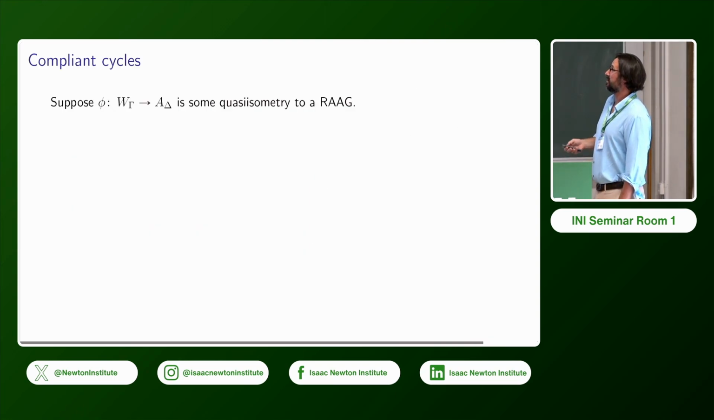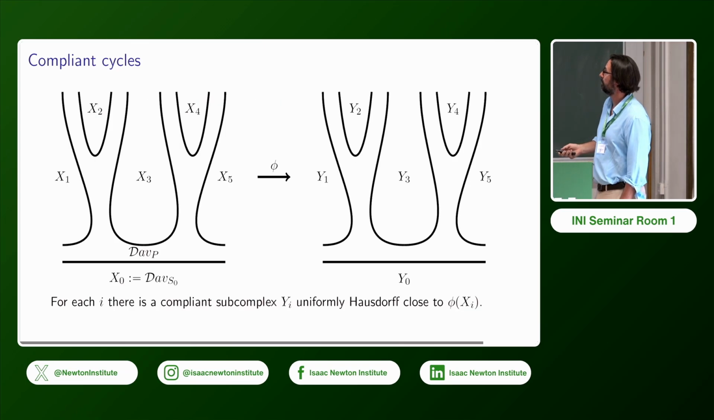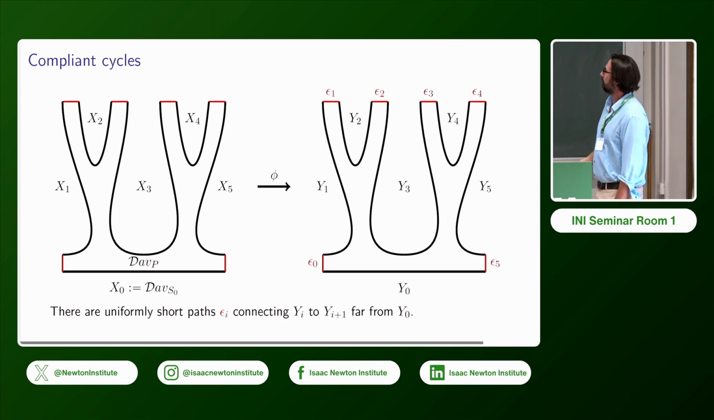And now if you suppose that you had a quasi-isometry to some RAAG, now we want to contradict the projection dichotomy for RAAGs. So what happens is the fact that these were all compliant subcomplexes means my quasi-isometry takes X1 close to some compliant subcomplex Y1, and the same for each of them. So Xi is uniformly Hausdorff close to some Yi. And the geometry of it works nicely, right? If X1 was close to X2, far away from X0, then Y1 is close to Y2, somewhere far away from Y0.